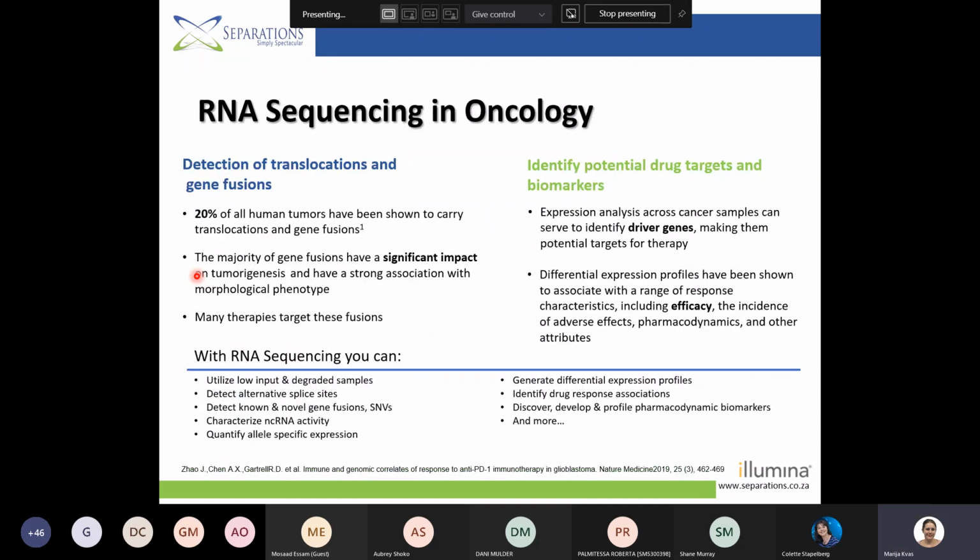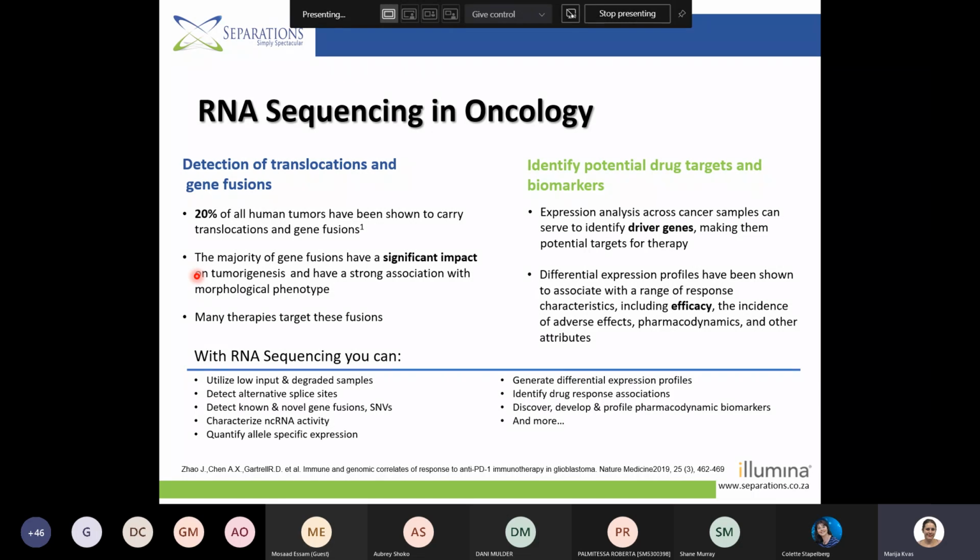So why is RNA sequencing so important in oncology and cancer research, and why are we talking about gene fusions when we're talking about these targeted approaches, either TruSight pan-cancer or TruSight RNA fusion or any of these amplicon panels? It is because 80% of all human tumors have been shown to carry translocations and gene fusions, right? And the majority of these fusions have a significant impact on tumorigenesis and have a strong association with morphological phenotype, right? So the menu of therapies will actually target this fusion.